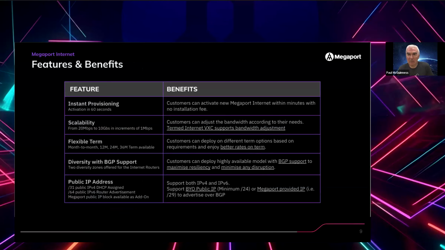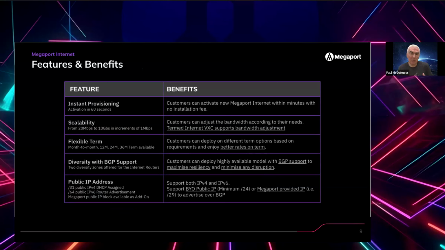So instant provisioning, as I said, you just set it up immediately. There's no installation fee. It's immediately available onto your access services. You can scale it. It goes as low as 20 megabits per second and it goes up to 10 gig. And you can turn up and down that virtual cross connect to suit your needs. And you can even do that on a term as well.